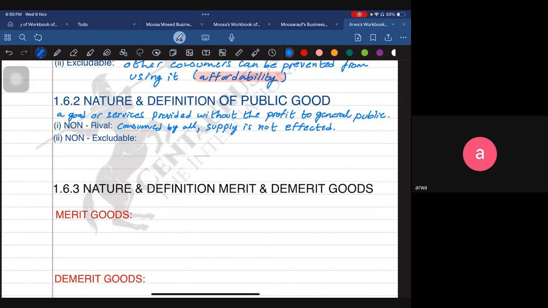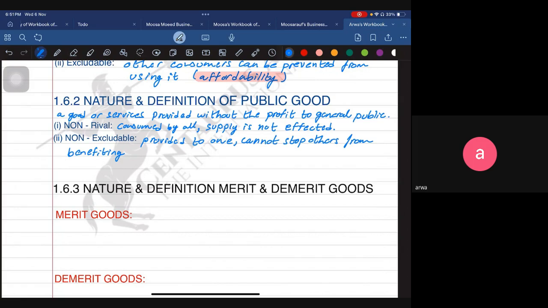Whereas when we talk about its non-excludability, it means that one cannot stop others from using it, from benefiting from it, because they are barely charging any amount for these goods. So everybody is basically using them, right?